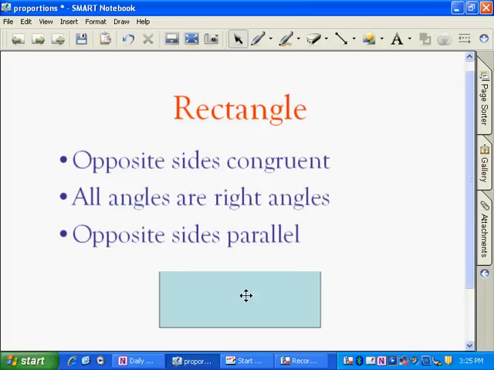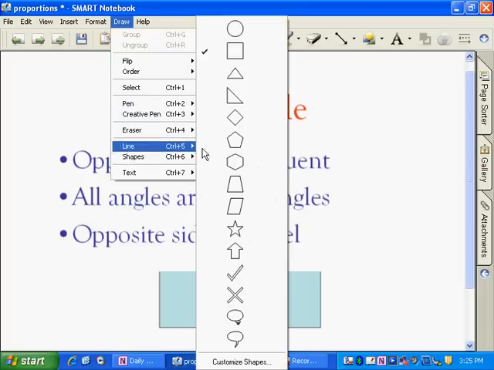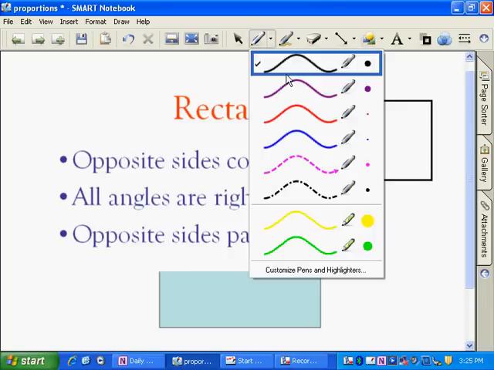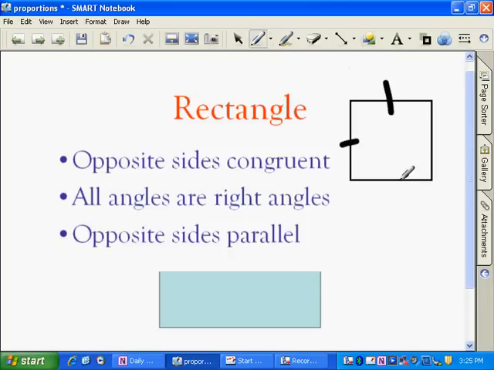For example, if I were to show you, and I'm going to use this only because that way it'll look more straight, let's say we have this square here, and I am telling you that all 4 sides are the same length. Well, opposite sides are congruent, all angles are right angles, and opposite sides are parallel. So by definition, normally you would look at this and say, oh, this is a square. Well, by definition, this is also a rectangle.